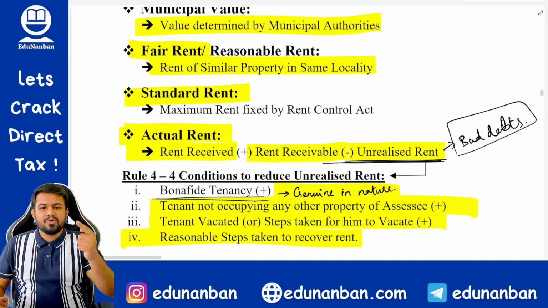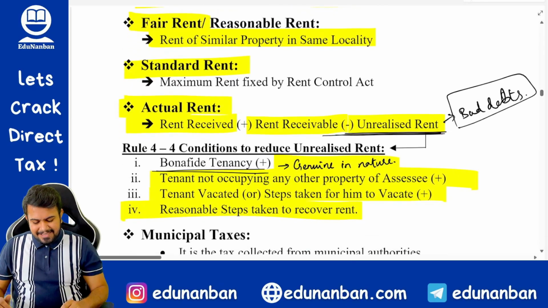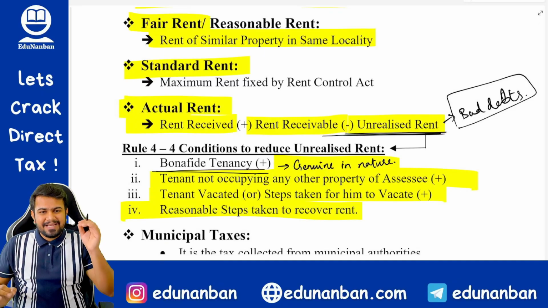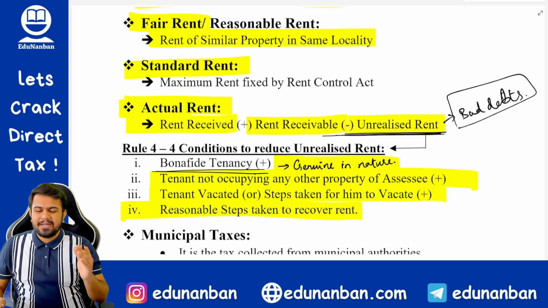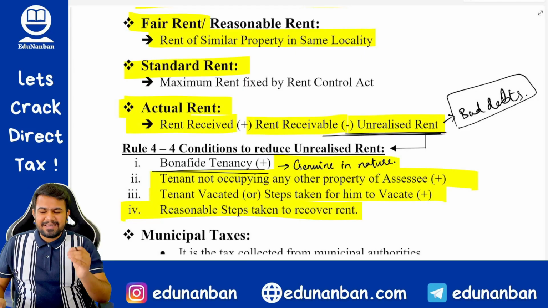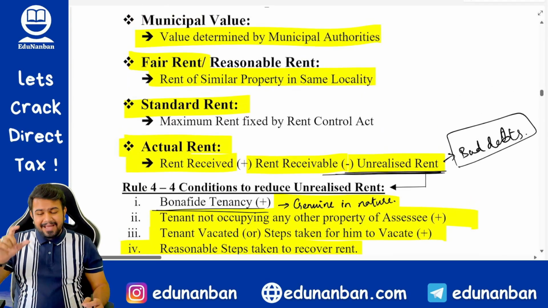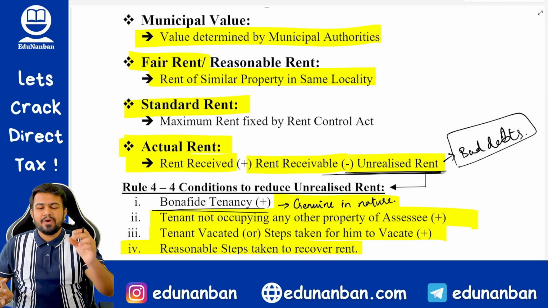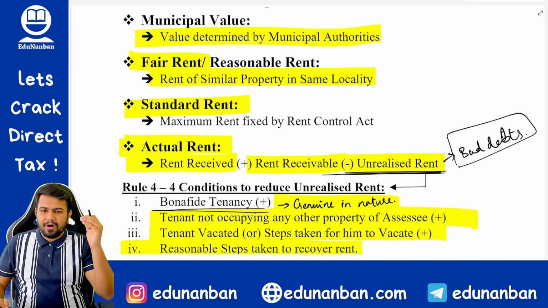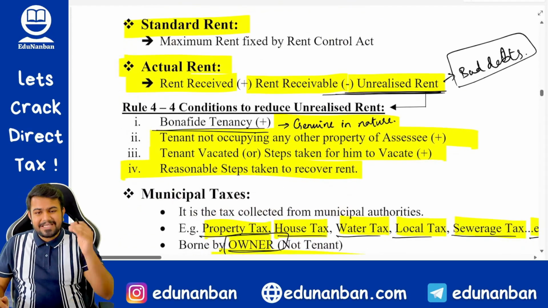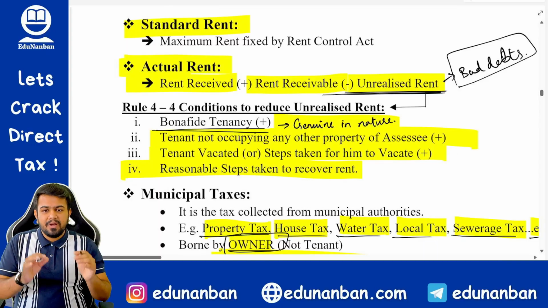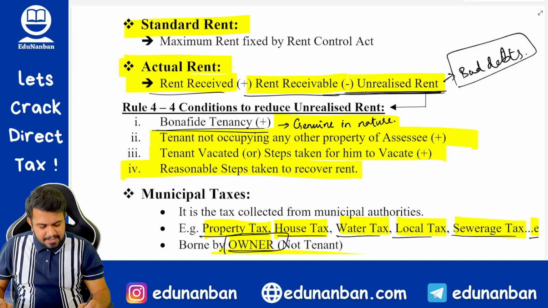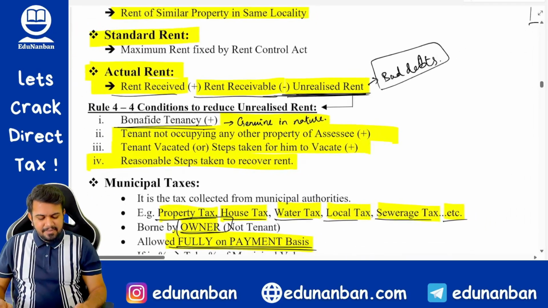This higher value you are going to compare with standard rent. What is standard rent? Standard rent means in certain areas there is an act called the Rent Control Act. Such an act will fix what should be the maximum rent in that area. This maximum rent only will be called standard rent. So the higher of municipal value and fair rent, you are going to compare with standard rent and you are going to take whichever is lower. This lower value will be called expected rent. Correct? Now this expected rent you will be comparing with actual rent. What is actual rent? Actual rent means rent received plus rent receivable minus unrealized rent. Sir, unrealized rent means what? Bad debts.